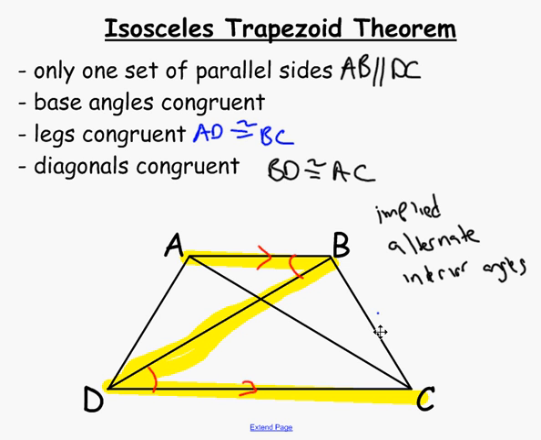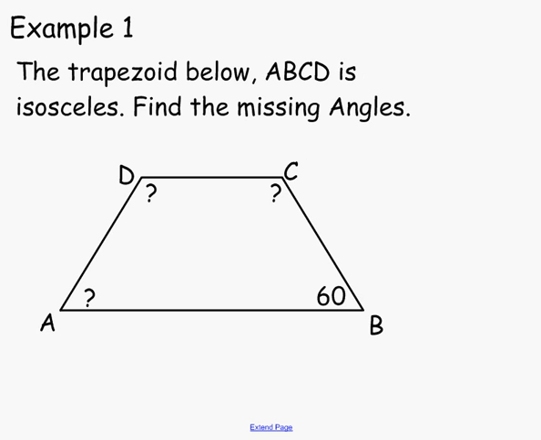And that's something you've got to keep in mind, because that may come up for some of our problems. All right, so here's example 1. The trapezoid below is isosceles. Find the missing angles. So if it's an isosceles trapezoid, we know that this angle has to be equal to this angle. So automatically angle A is equal to 60 degrees. So this is 60 degrees.